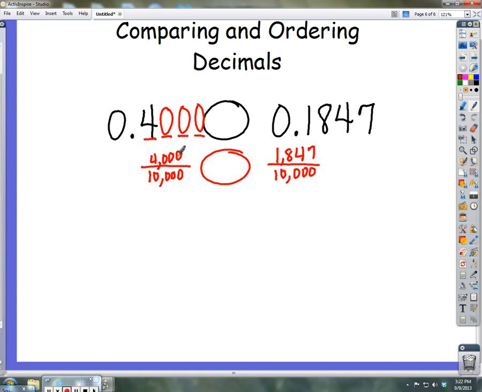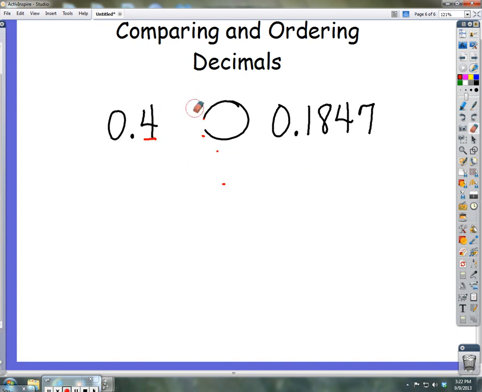So obviously 4,000 M&Ms out of a bag of 10,000 is greater than 1,847 M&Ms out of a bag of 10,000. So that's adding zeros to the end. If you do not add zeros to the end to make it equivalent, all you need to do is compare each digit in its place, or in a matching place, with the other one.